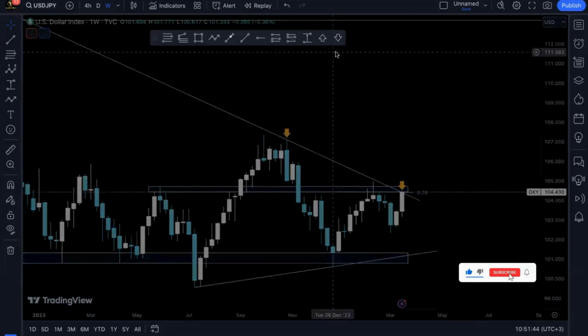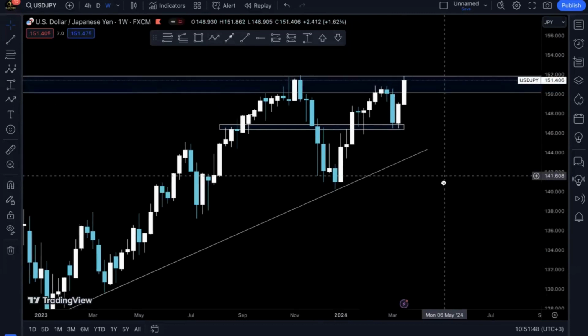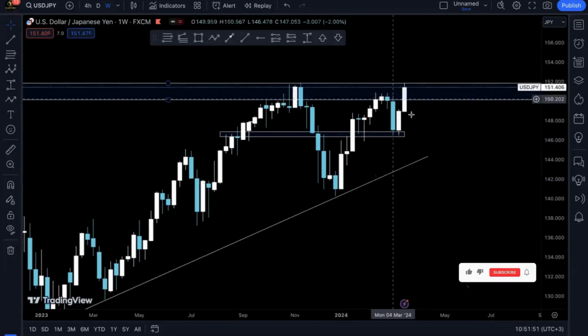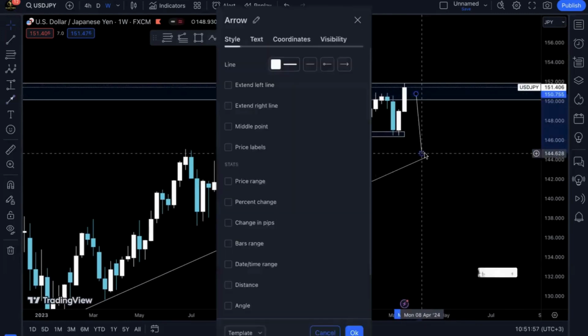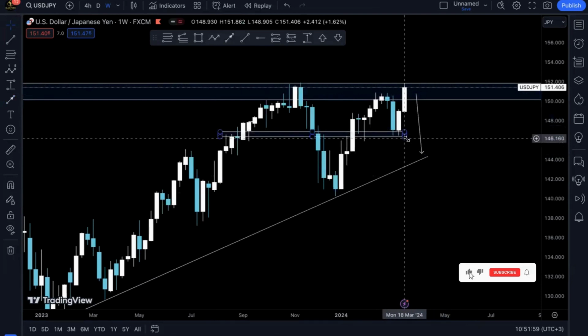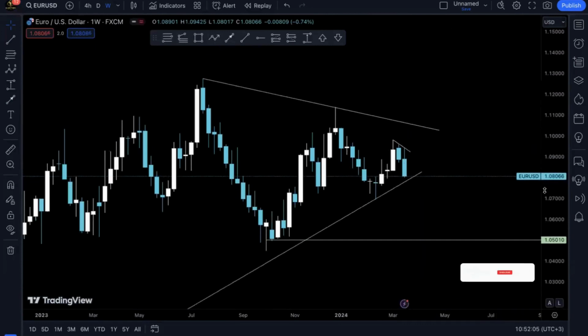Now, how will this be impacting other currency pairs with our bearish bias for the coming week? We can see USD JPY is also on a resistance structure. So we'll be anticipating to see prices retrace all the way until this ascending trend line should prices descend on DXY. Euro USD, obviously you understand it's inversely correlated to DXY.